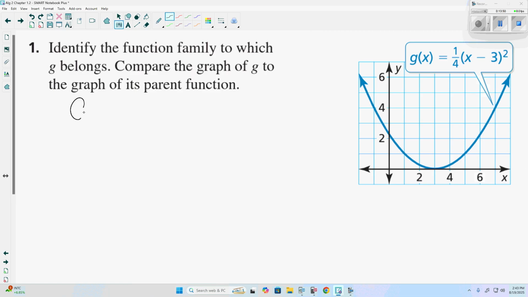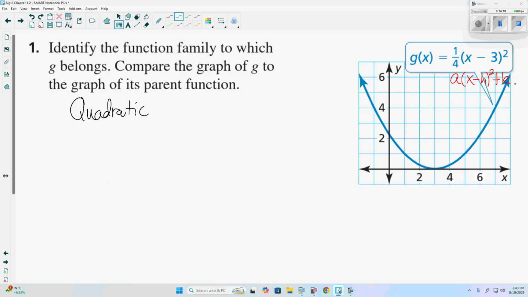Maybe a quadratic. Since it's quadratic, we'll write the general form: a times (x minus h) squared plus k. Do we have a value for k? Is it moving up or down? No, there's nothing added to the end of it.